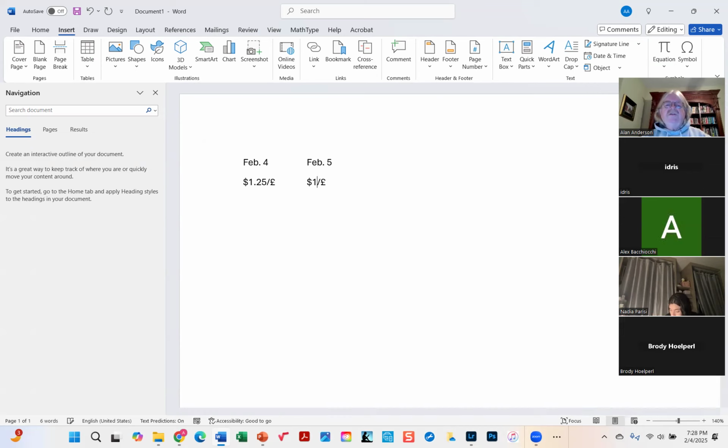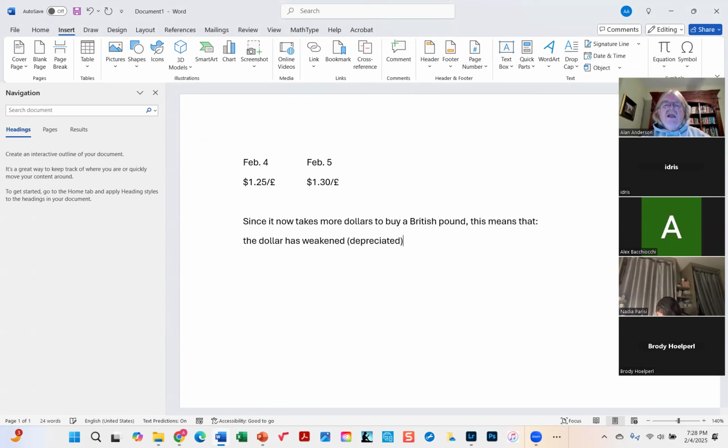Now, whenever an exchange rate like this changes, it means one of the currencies has gotten stronger and one of them has gotten weaker. So the way to think about it is this. Since it now takes more dollars to buy a British pound, this means that the dollar has weakened, which means depreciated. And the pound, of course, must have done the opposite. It has strengthened, which is the same thing as saying appreciated.